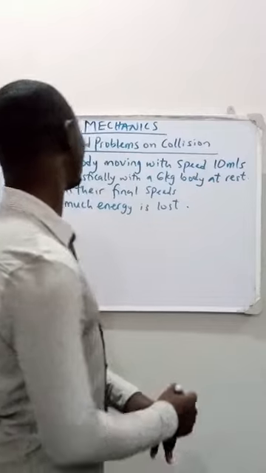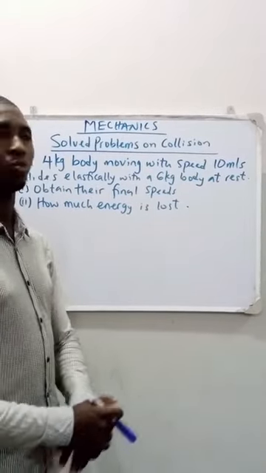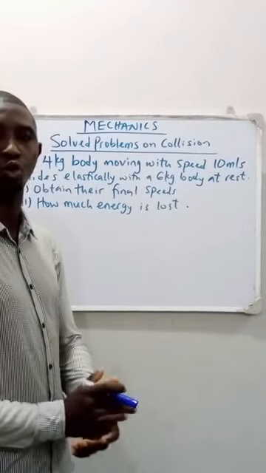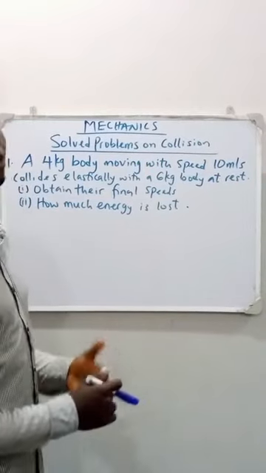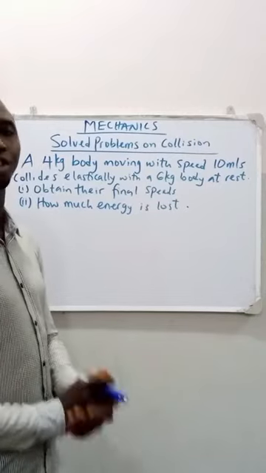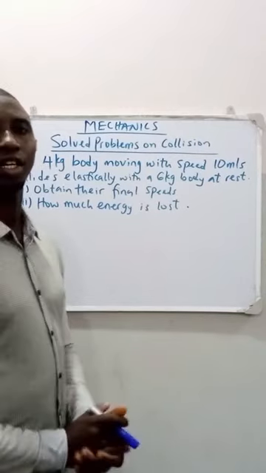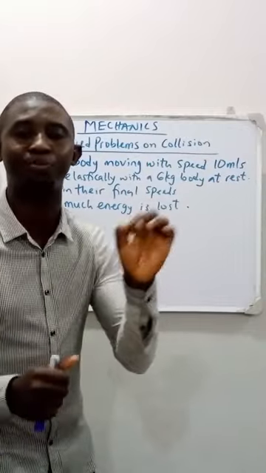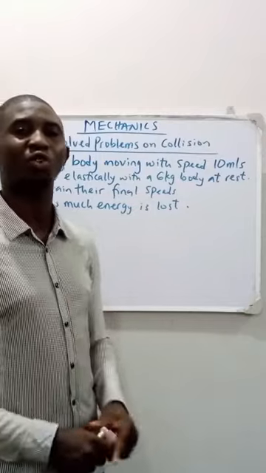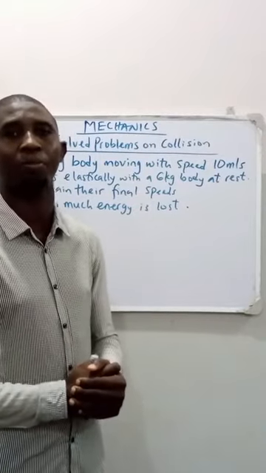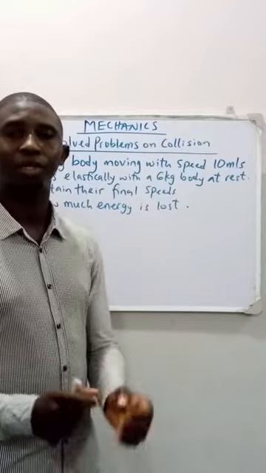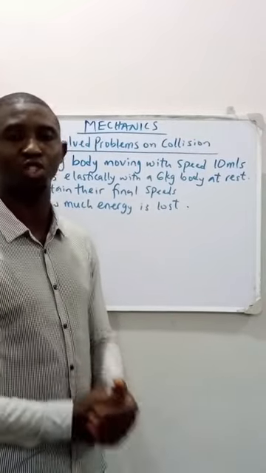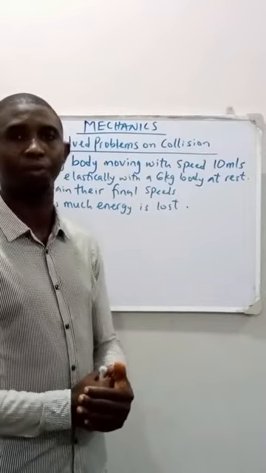Today, we are going to look at mechanics, and how we solve different problems involving collision. Don't forget, collision is bound by three basic principles. The first one is the conservation of linear momentum, which says that the total momentum before the collision must be equal to the total momentum after the collision.